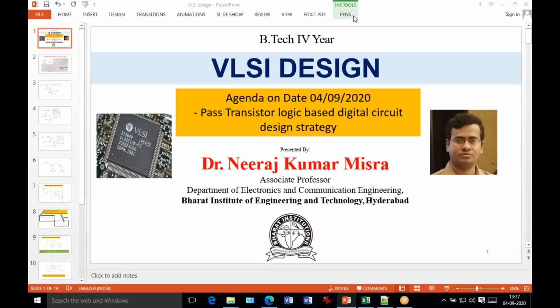Okay, so now good afternoon to all of the students. Today's topic for the agenda is pass transistor logic. Using this pass transistor technology, you have to design some digital circuits.